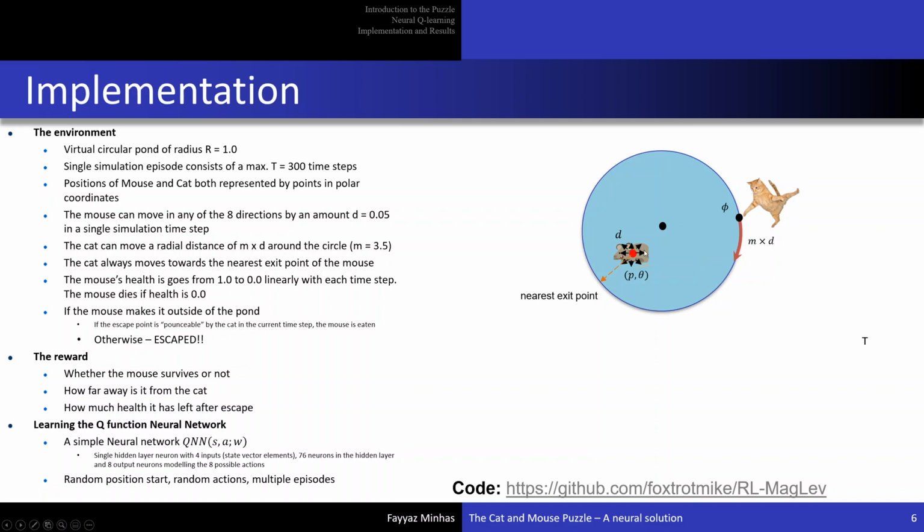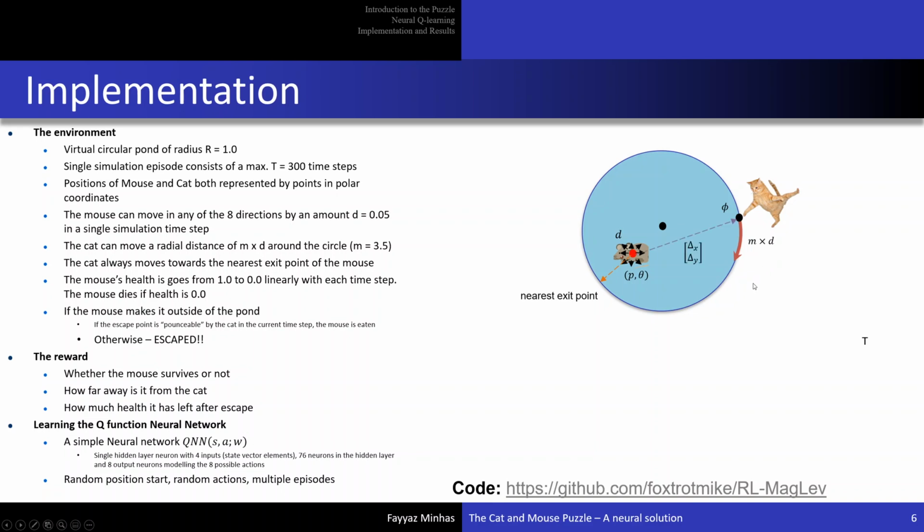Now, the cat always moves towards the nearest exit point of the mouse. So if the mouse is over here, its nearest exit point is where the location of the mouse can be extended towards the edge of the circle. So this is the nearest exit point. If the cat is over here, then it will always try to move towards this exit point. It won't go over that way. It would try to come over here because that is the shortest distance between this point and the mouse's anticipated nearest exit point. However, remember that the cat can only move a distance m times d.